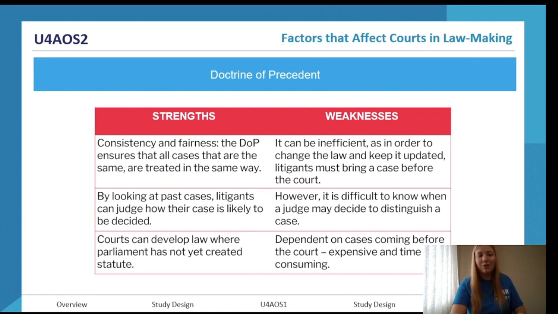Everyone should know or be aware of what the outcome will be for them if taking something to court, if there is a common law precedent that is already in operation. Also, by looking at past cases, litigants therefore can judge how their case is likely to be decided. They can decide not to take it to court or take it to court based on the information that they have. And courts can develop law where Parliament has not yet created statutes.